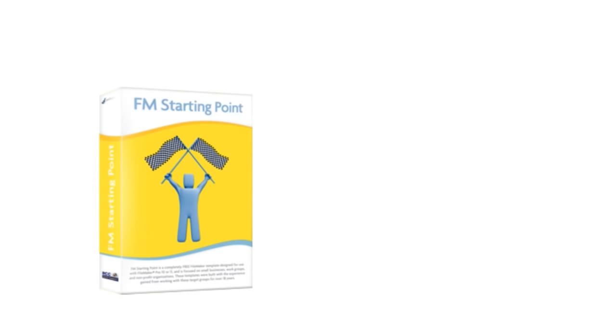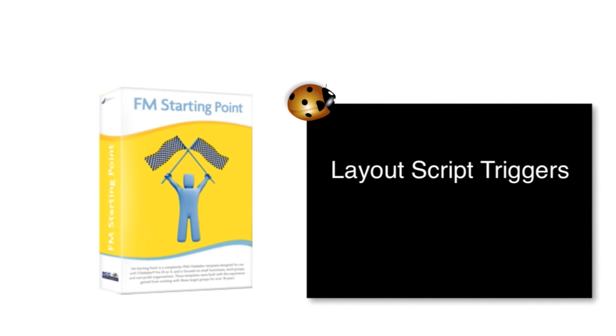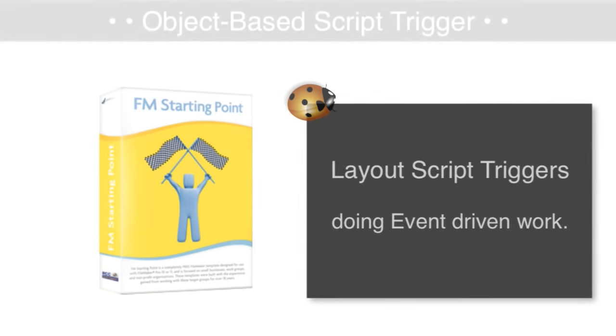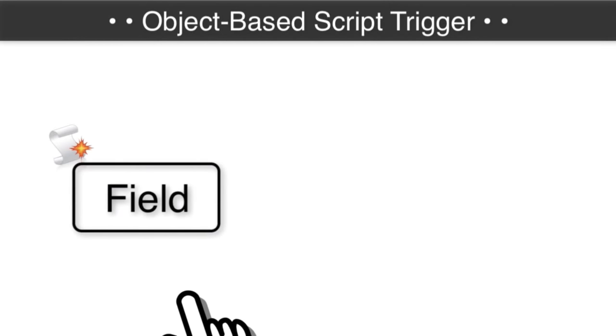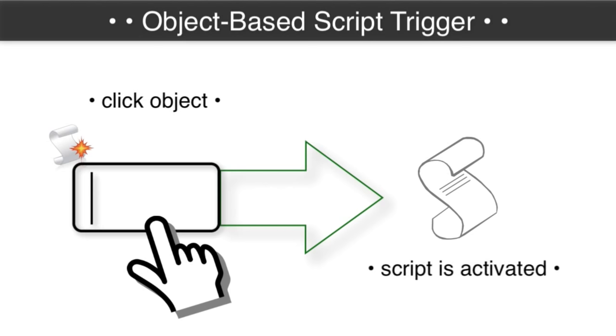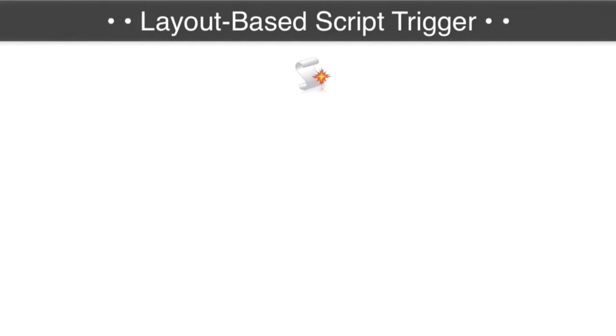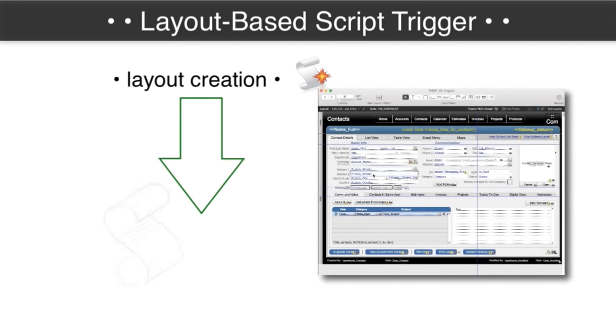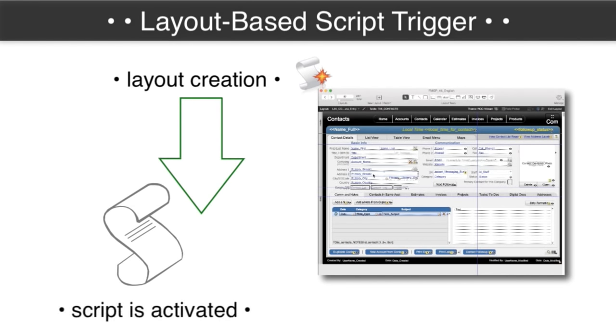It has to do with the whole concept of script triggers being set up on layouts to do event-driven work. See, script triggers can be defined on a per object basis. So as you click or interact with objects on a layout, scripts can be activated simply by the user stepping through the layout. Script triggers can also be activated as layouts are spawned or generated, and those are basically layout-based script triggers.